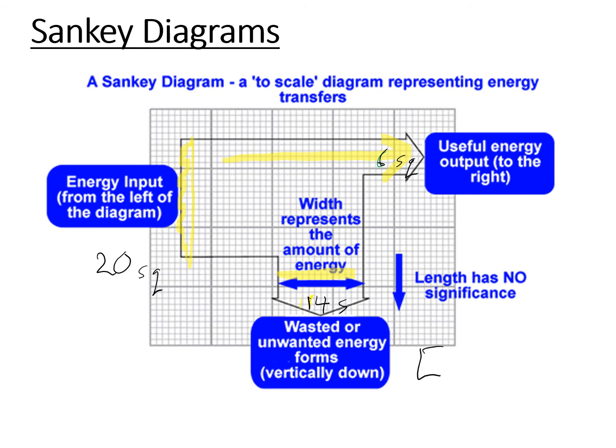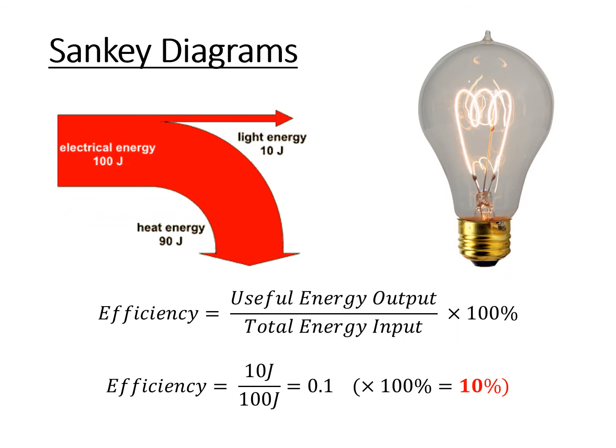So we can work out the efficiency because it's 6 squares, which is usefully transferred, divided by 20. 6 divided by 20 is 0.3 efficiency, or 30%. Okay, so you get the idea of a Sankey diagram. Sometimes they're just drawn arrows and they've got the numbers on.